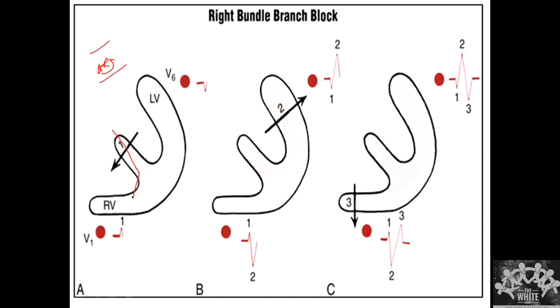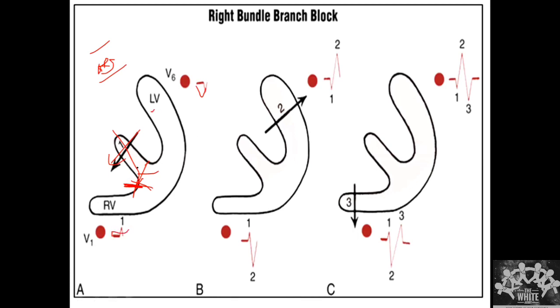So there is a block in the conduction system. Let's say there is a block here, so this part is not going to work. The first thing is left to right activation, so it is going to be normal. You get a Q wave in this lead here and an R wave here.